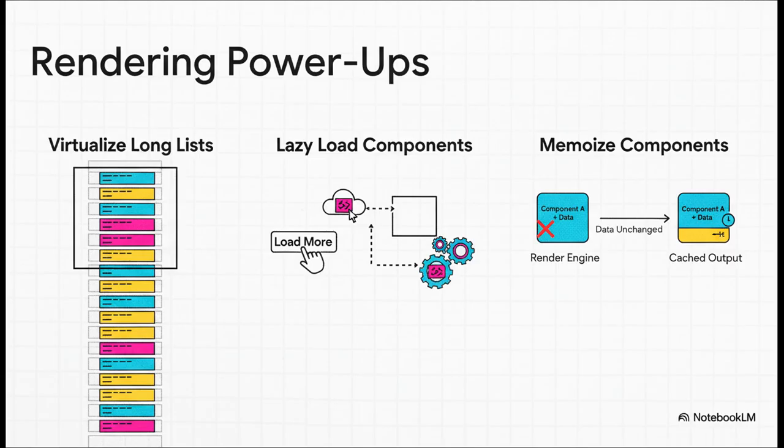And there are even more power-ups. Got a list with thousands of items? Don't render them all. Use virtualization to only draw the handful that are actually on the screen. Don't make the user download code for a feature they might never use. Lazy load it when they click the button. And if a component's data hasn't changed, memoize it. Memoization is just like taking a snapshot and reusing it. It's a super powerful way to avoid useless work.